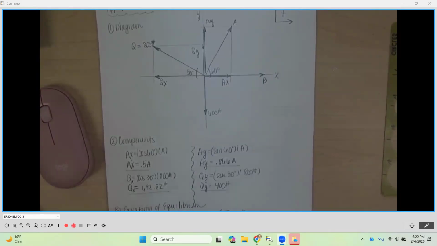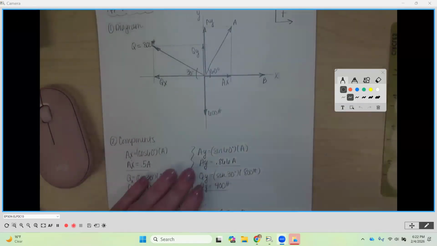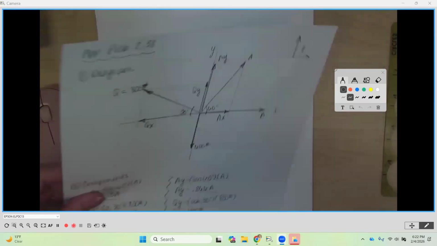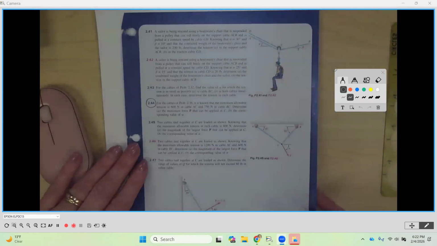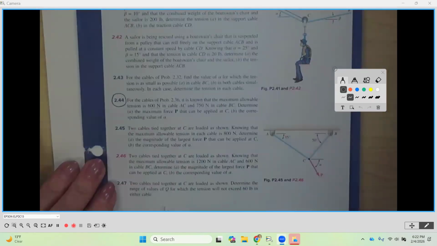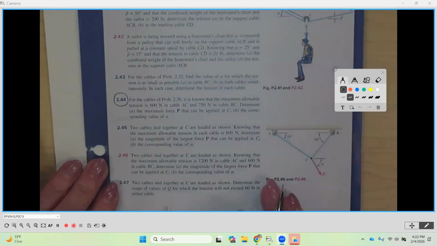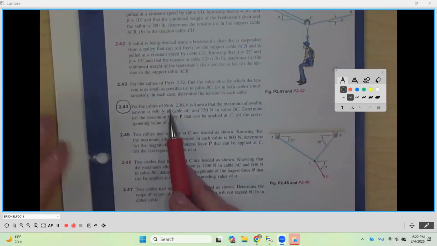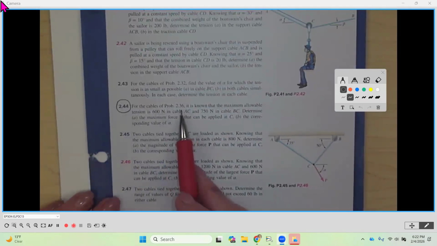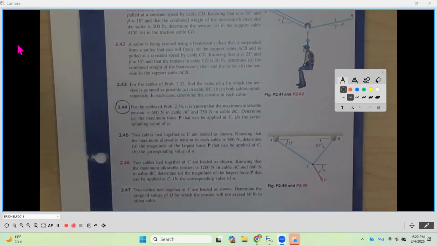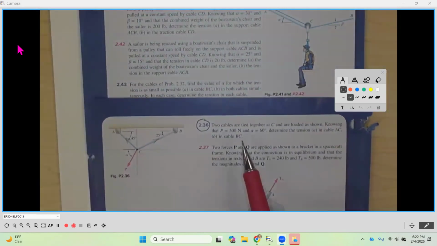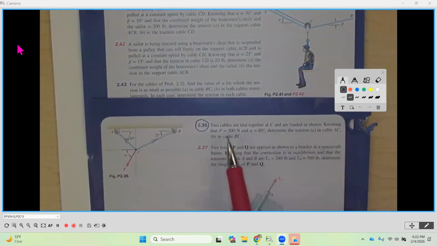Then we've got number 244 is the next problem, or the last problem that you have for application problems in module 3. So let's take a peek at what that one looks like. Okay, 244. So for this one, it says for the cables in problem 236. Okay, problem 236. So that means we've got to go back. And I think that one sounds familiar. I think we have 236 as one of the problems that we're doing.